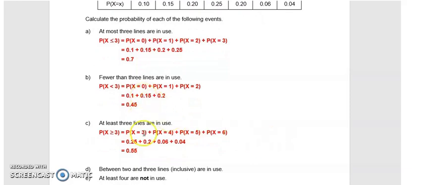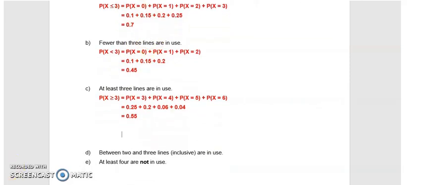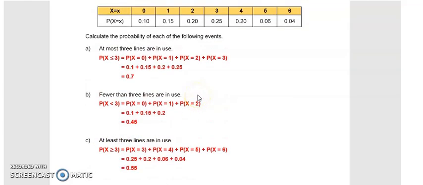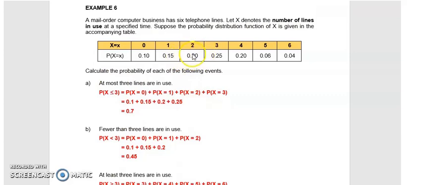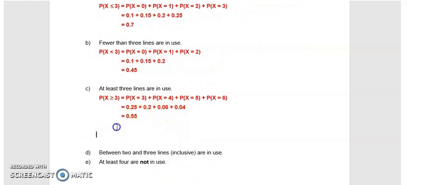Okay, if you look at question B and question C, actually question B is the complement of question C, or we can say that question C is the complement of question B. So question C, you also can do it like this. If at least 3 lines are in use, that is greater equal to 3, right? So you can use the complement rule. Greater and equal to 3 is 3, 4, 5 and 6. So you use the complement rule. Total probability is 1. So 1 minus x equal to 0, x equal to 1 and x equal to 2. Okay. So in this case, you also can do like this.